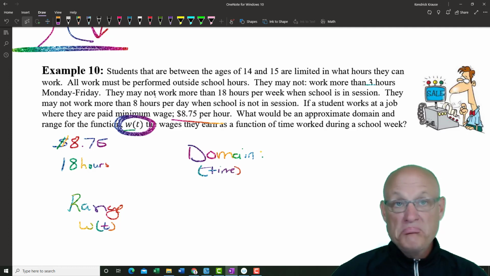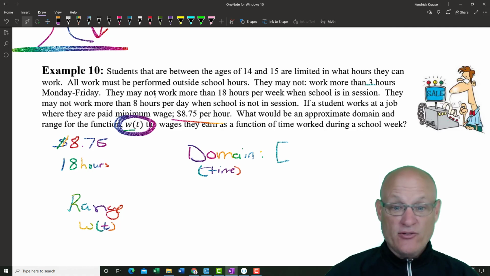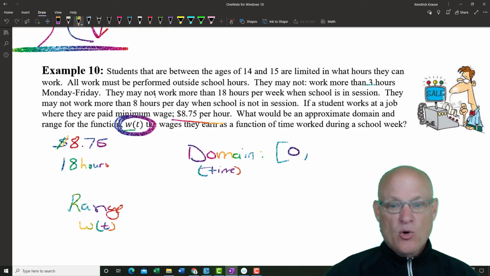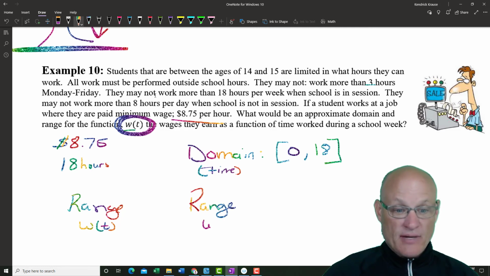So what's the lowest amount of time an employee can work if they're 14 or 15 years old? The lowest they can work, and actually anybody, is 0 hours. They can say, oh, I'm not giving you any hours this week. We've all had that. Or I can give you up to 18 hours. So 0 to 18.